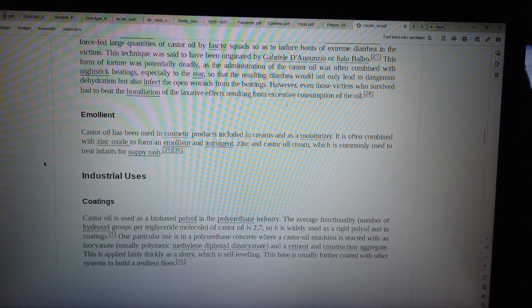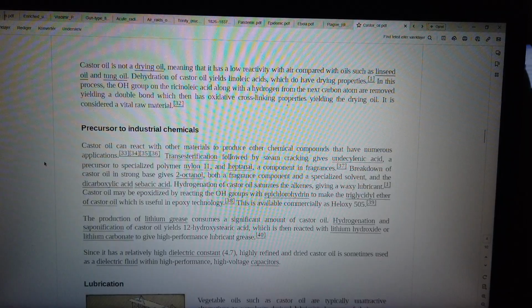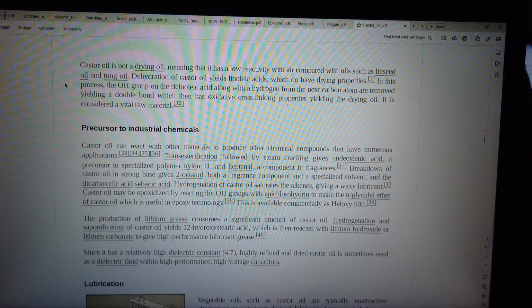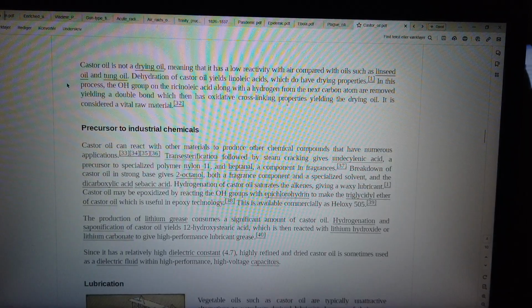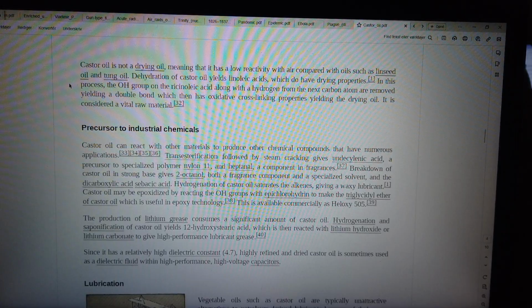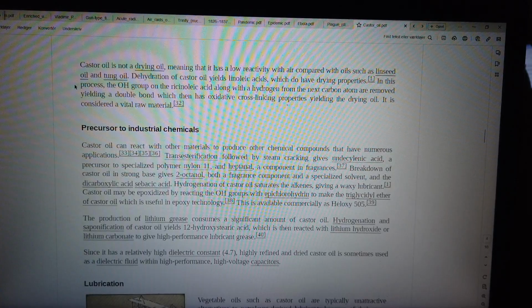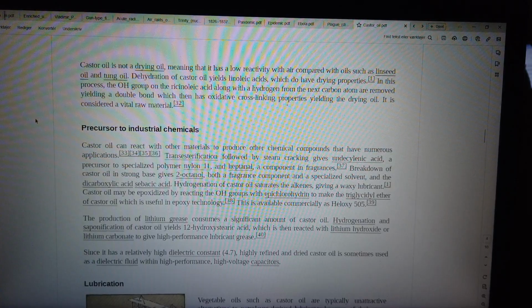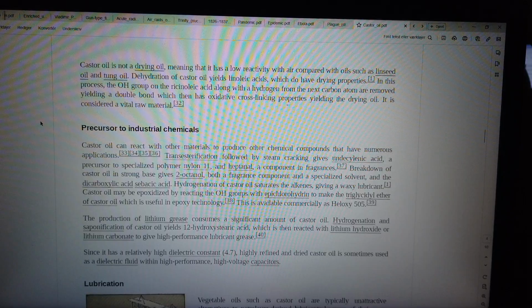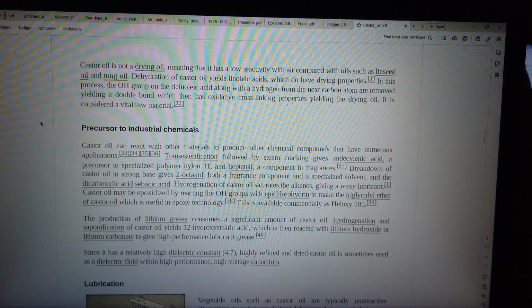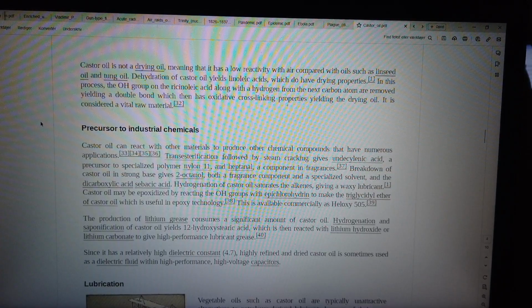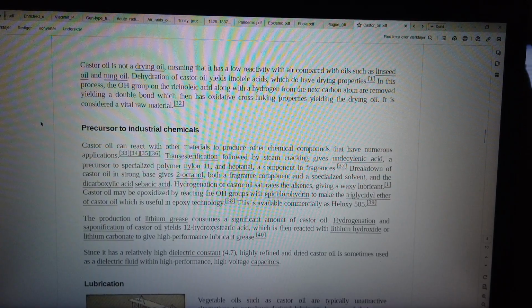Castor oil is not a drying oil, meaning that it has a low reactivity with air compared with oils such as linseed oil and tung oil. Dehydration of castor oil yields linoleic acids, which do have drying properties. In this process, the OH group on the ricinoleic acid along with the hydrogen from the next carbon atom are removed, yielding a double bond which then has oxidative cross-linking properties, yielding the drying oil. It is considered a vital raw material.